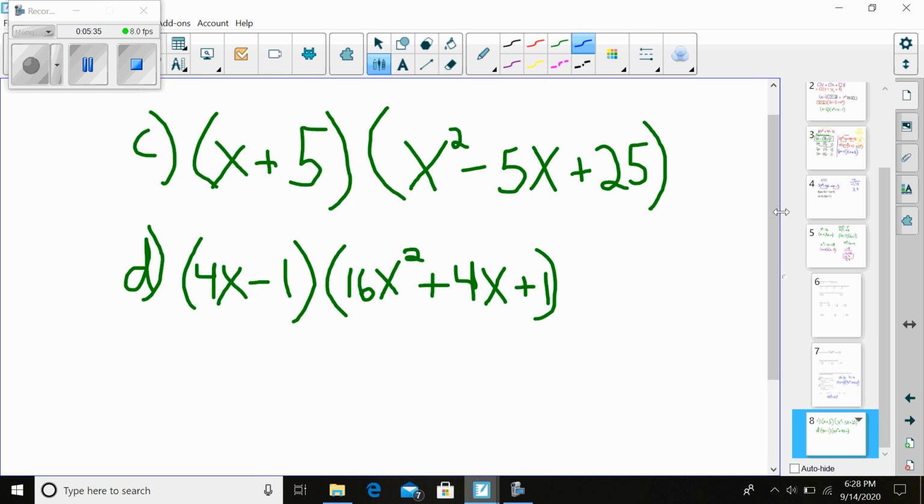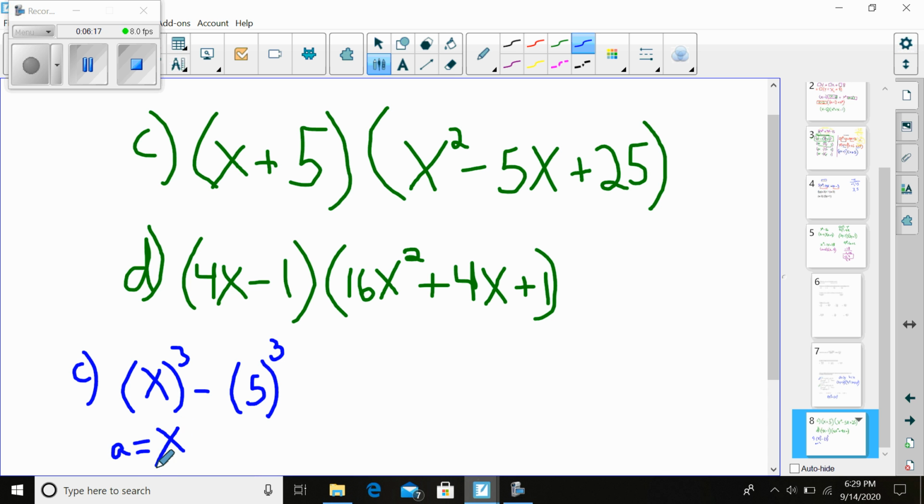So please check your answers to C and D right here. If you're correct, stop the video. If you had trouble, I'll give a little bit more explanation to these. So probably if you struggled, you had a hard time identifying your A and your B. Okay, so I always start off writing like this, and then I list them right out. Right, so A is X, B is 5.